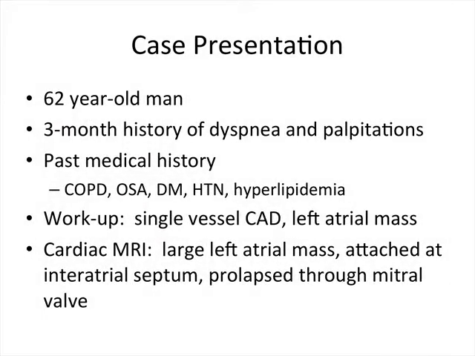This month we present the case of a 62-year-old man who presented with a 3-month history of worsening dyspnea on exertion and intermittent palpitations. His past medical history was significant for COPD, obstructive sleep apnea, diabetes, hypertension, and hyperlipidemia. Upon further workup, he was found to have single-vessel coronary artery disease, but also a left atrial mass.